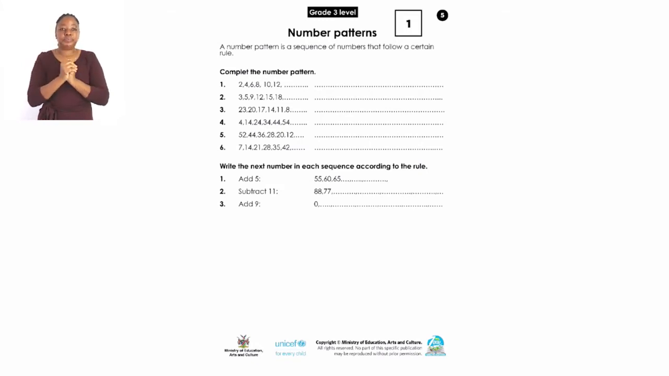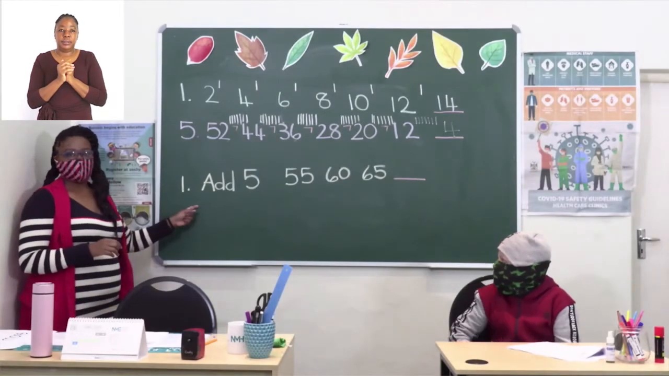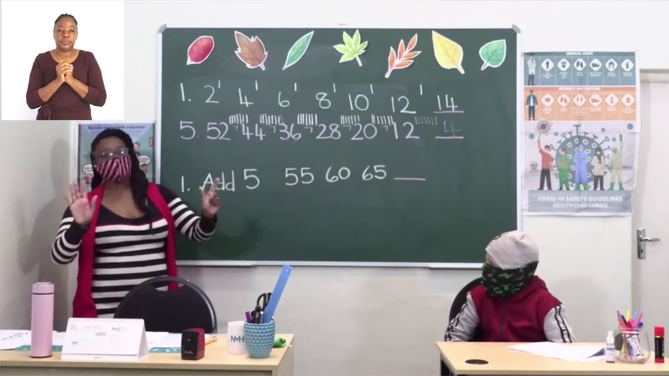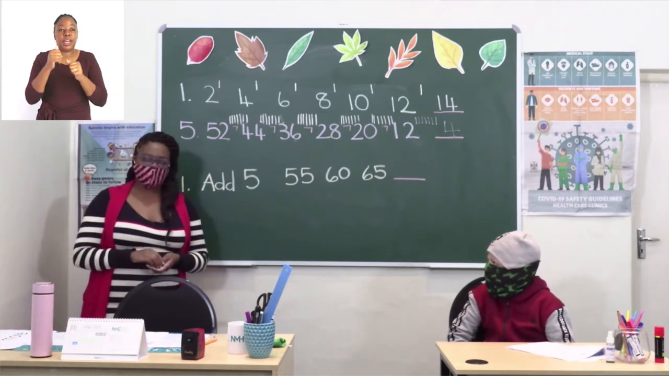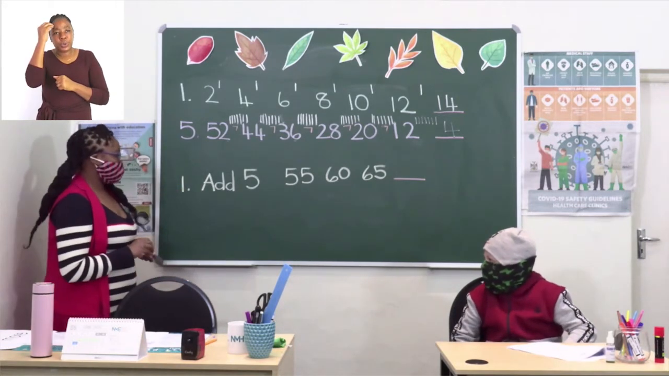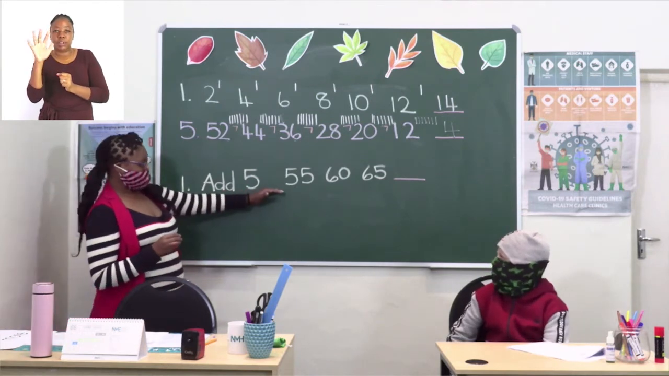We are only going to do number 1 together, but we're not going to go very, very far. We are going to start because it says add 5. Let's take a look at the board. Now I know we have been counting in 5s for a very long time, so there is no need for us to do it completely like that.